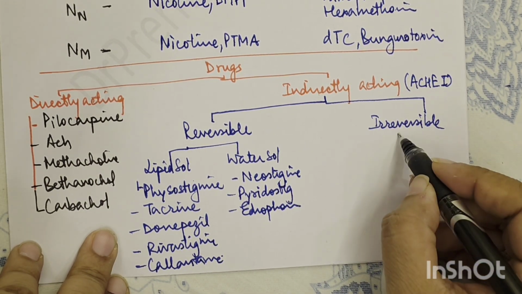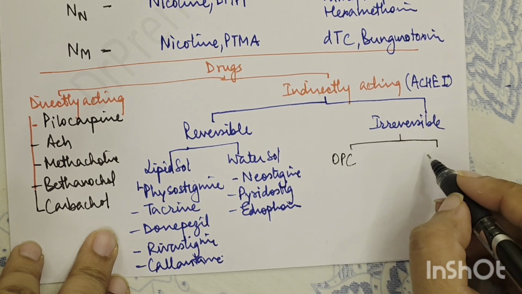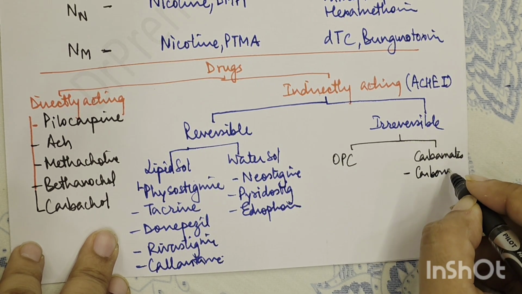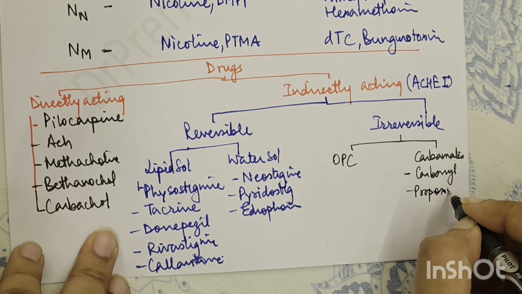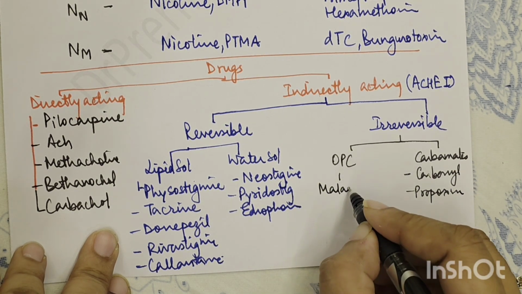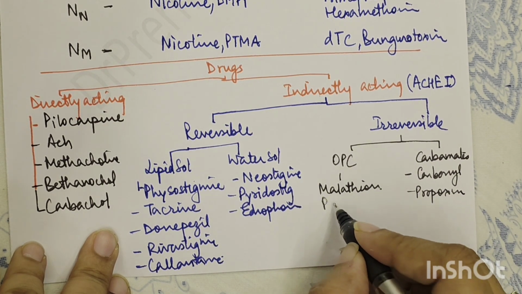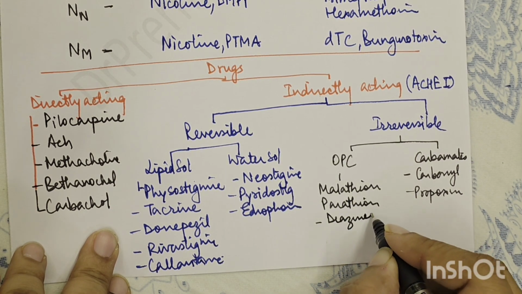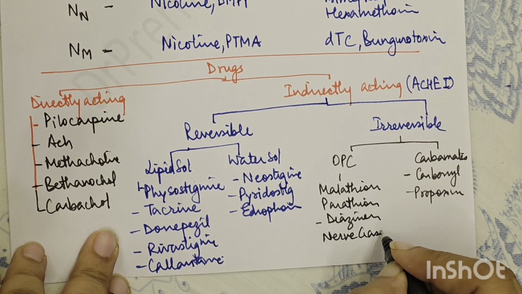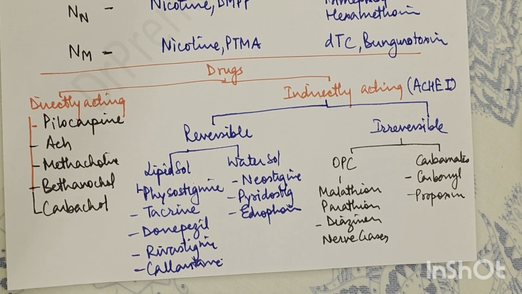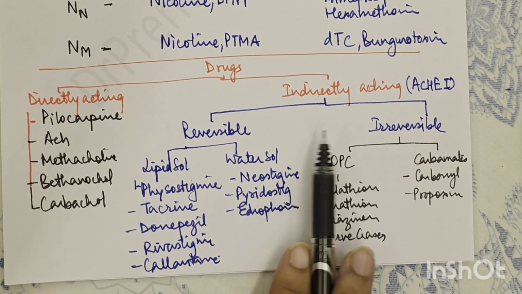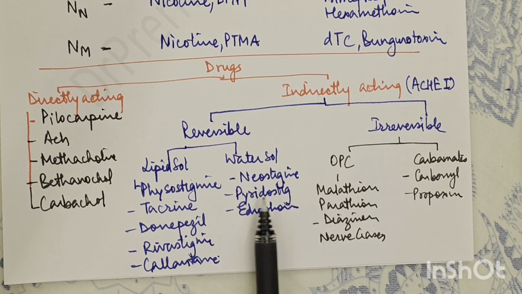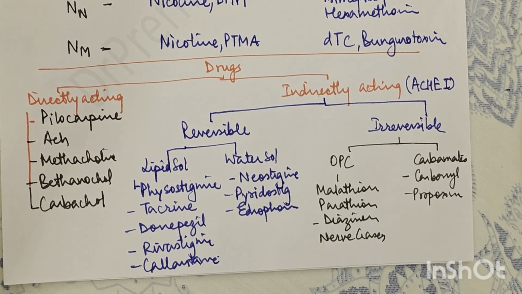Now let's come to the irreversible ones. Irreversible ones are divided into organophosphates and carbamates. In carbamates we have carbaryl and propoxur. In OPCs we have malathion. These are basically insecticides or pesticides: malathion, parathion, then diazinon, and various nerve gases also, which are irreversible. So this is the classification of cholinergic drugs. Directly acting are these, and indirectly acting are mostly anticholinesterases, which are reversible and irreversible. In reversible we have lipid soluble these, and water soluble these. Irreversible we have these drugs.